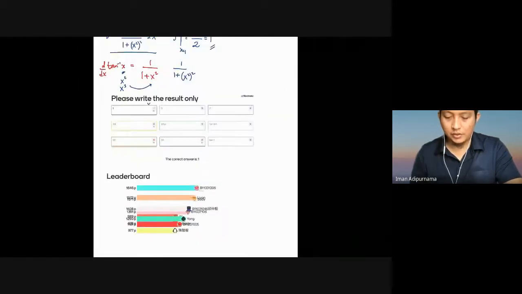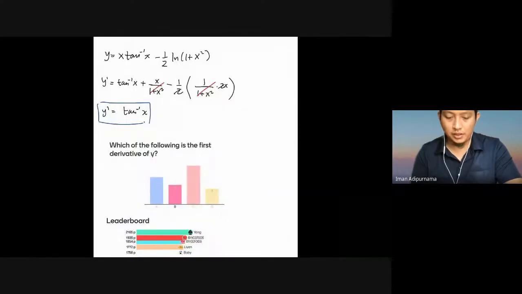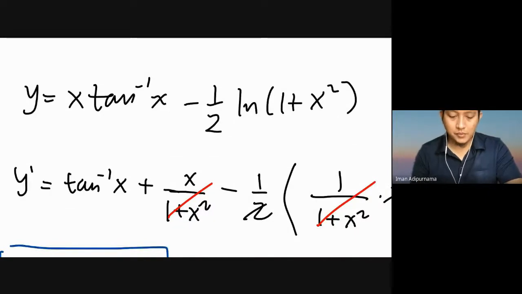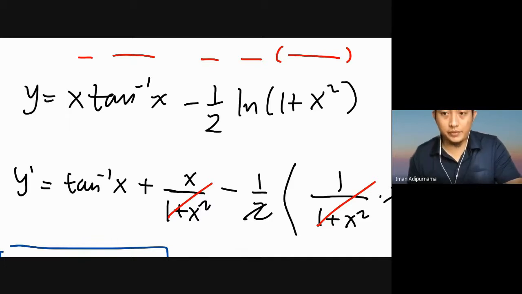The last question, I have this equation, y equals x tangent inverse x minus half ln of 1 plus x squared. The question is to find the first derivative. We can first look at x tangent inverse x. We can differentiate this by product rule, and using the inverse trigonometric derivatives, this becomes tangent inverse x plus x over 1 plus x squared.